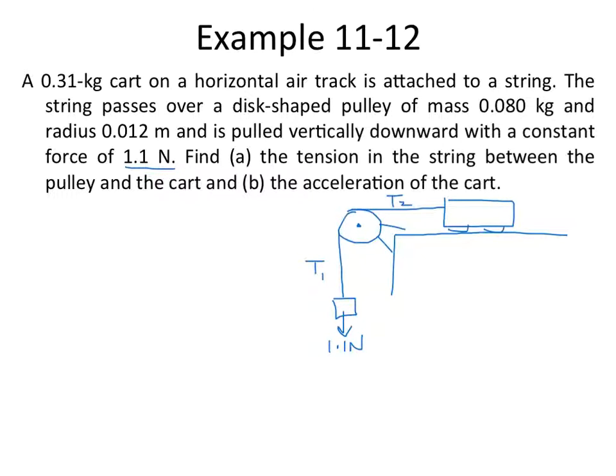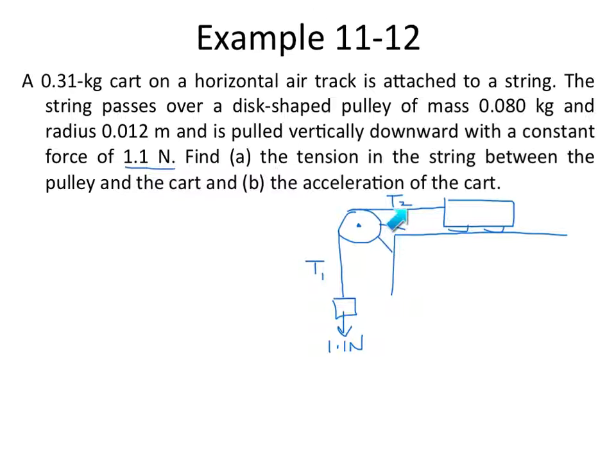And previously we assumed that they're going to be the same, but now we know that they're not going to be the same, because this tension has to do two things. It has to pull this mass, but it also has to turn the pulley. This tension 2 only has to pull this mass because it's after the pulley.